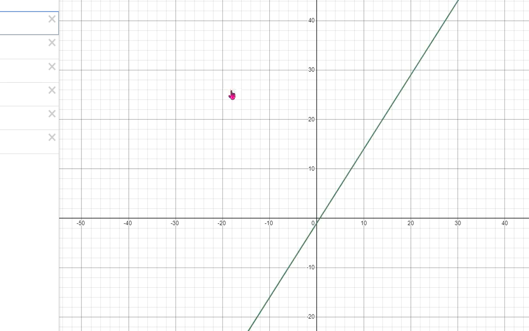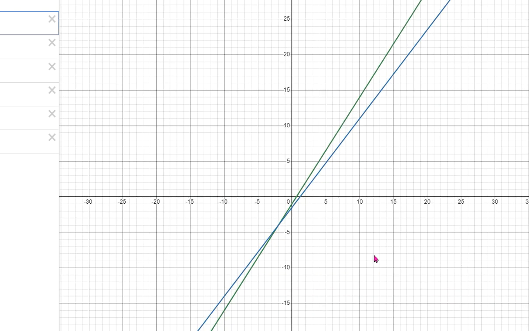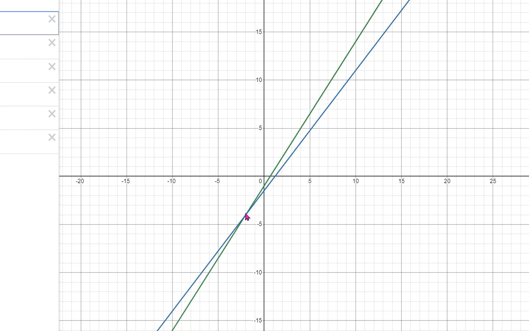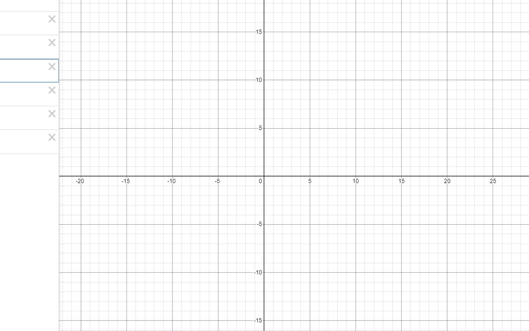I'm going to graph our first one, 3x minus 2y equals 2, and our second one, -5x plus 4y. You can just click right where they cross, and look, they cross at -2, -4. We checked our answer, and yes, we are right. Wow, we are doing really good, aren't we?